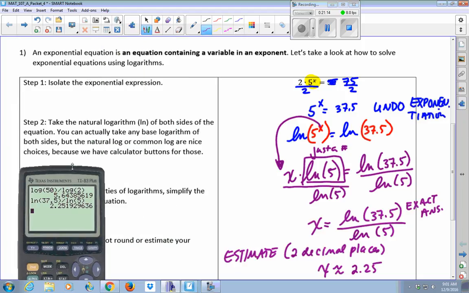You take the log of both sides. Now look at this right here, just for a second. See if you can see the forest through the trees.